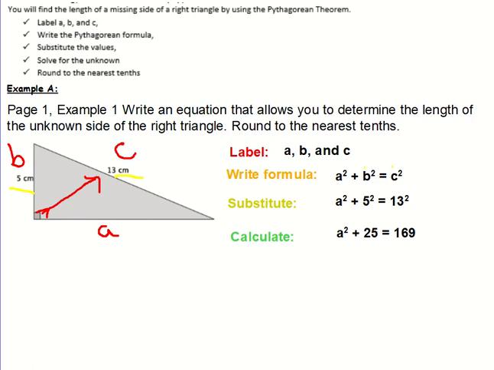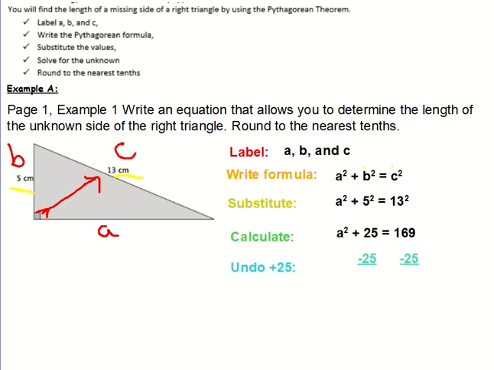Your next step, we have to undo this adding 25 right here. So let's go through and do that. So we're going to undo adding 25. So we're going to subtract. The opposite of adding 25 is subtracting. So let's subtract 25 from both sides.